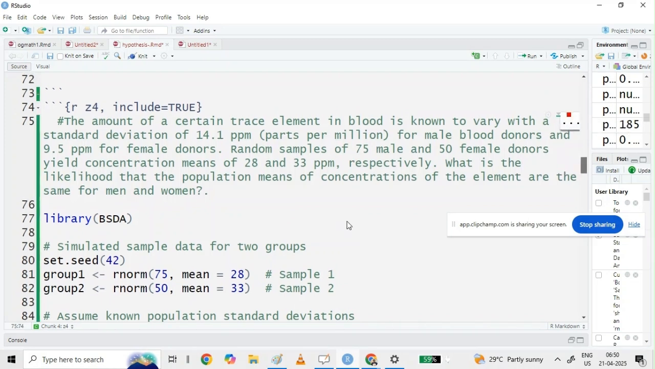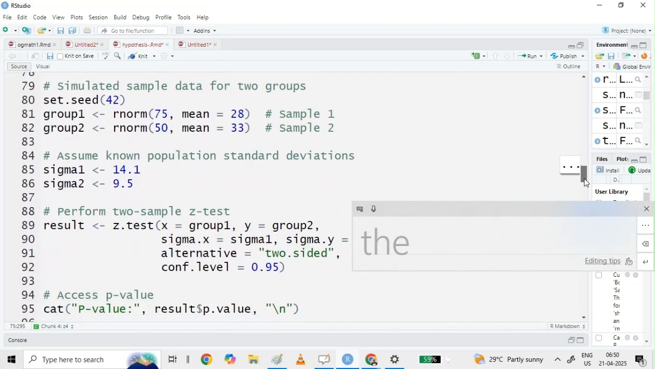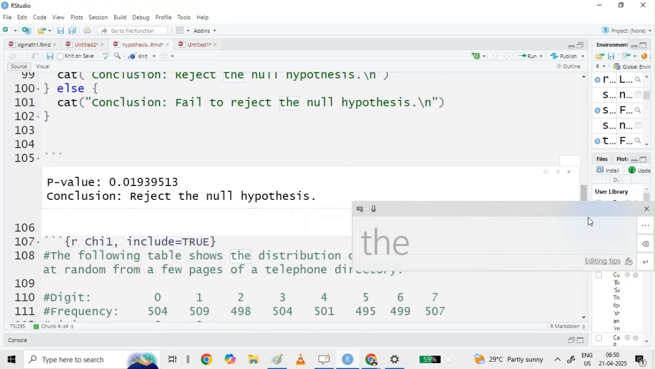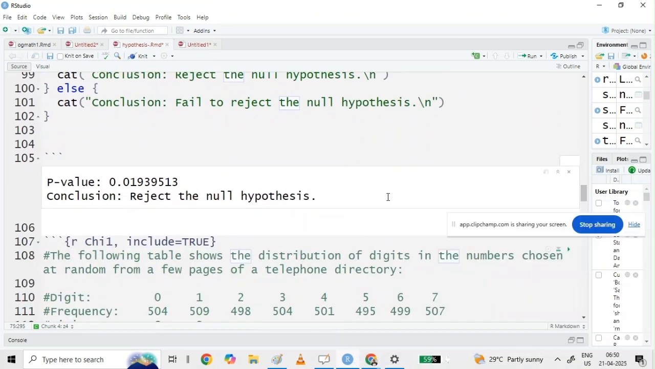Let's find out what the result says using RStudio. So we have called the package using the library of BSDA function, and we observe that the p-value is at 0.019. Since this is tested at 5% level of significance, we see that the p-value is less than 0.05, and hence we are supposed to reject the null hypothesis. We claim that there is no sufficient evidence to say that the two means are almost equal. So there is a large difference, and therefore we reject the null hypothesis.